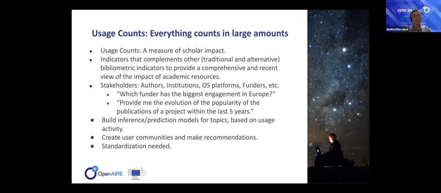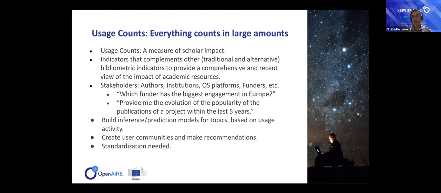So to recap, what is the usage counts service? Since everything counts in large amounts, usage counts is a measure of scholarly impact. It provides indicators that complement other bibliometric indicators like citations, in order to offer a comprehensive and more recent view of the impact of academic sources.